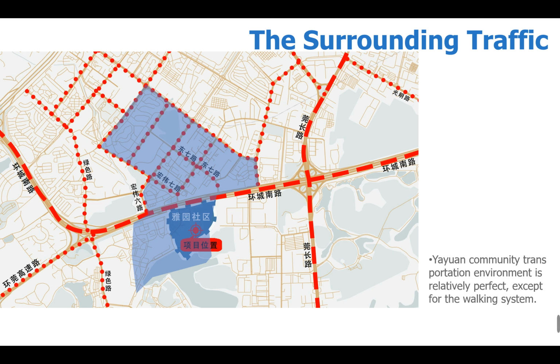The east side of Yayuan community is close to Guangchang Road. The west side is close to Huancheng South Road. Huancheng South Road passes through the middle of the community. The north side is close to the subway. There are many secondary urban roads passing through the community. The transportation system is very developed.